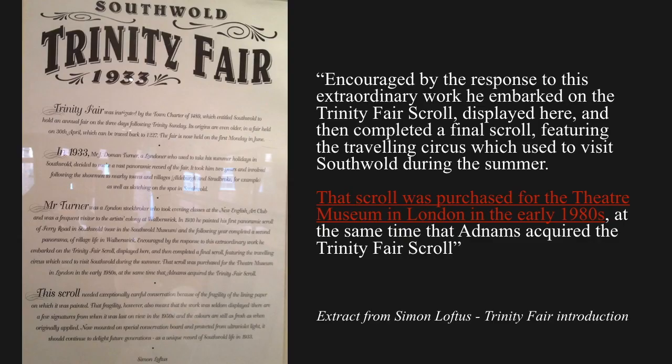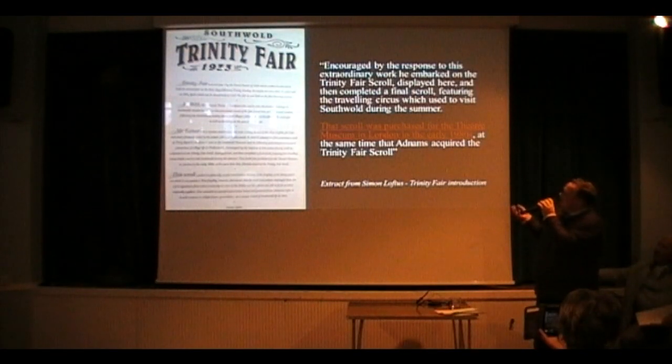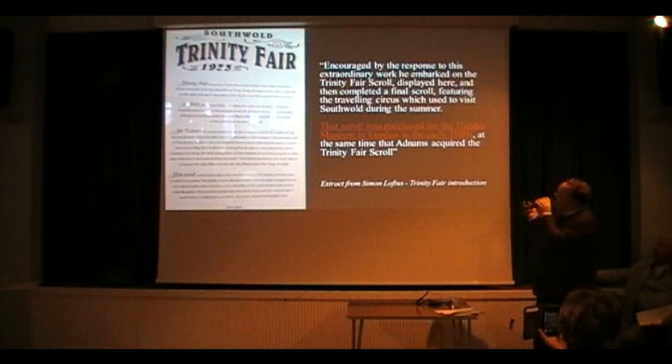At the very beginning of the scroll, Simon Loftus, who I think is connected to the Adnams Brewery, and I think might own the Swan Hotel, writes a big blurb about John Doman Turner. And the thing that stood out for me when I was in there was this phrase here. It says, encouraged by the response to this extraordinary work, he embarked on the Trinity Fair scroll displayed here and then completed a final scroll. So for me, there's another scroll out there, and I'm like, okay, where is it? And it says the scroll was purchased for the Theatre Museum in London in the 1980s.